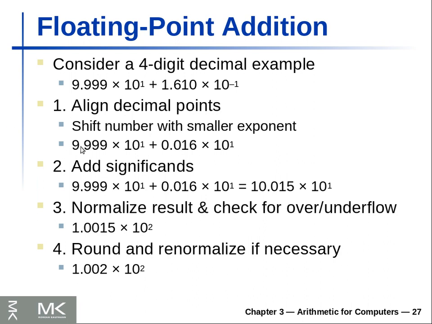So then you go ahead and you add the significands, aka the fraction slash mantissa. Because now that the exponents are aligned, you can just add these two numbers, you get this. And then you normalize the result and then check for under and overflow. Well, you can't just say 10 is not normalized, so we need to go ahead and shift it down by 1, which increases the exponent by 1. And then we have to round and renormalize if necessary.